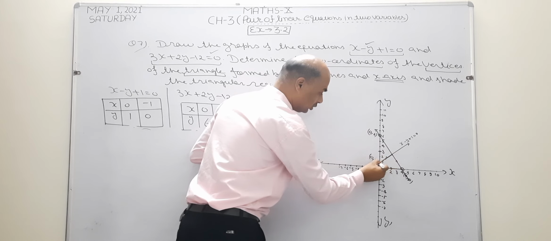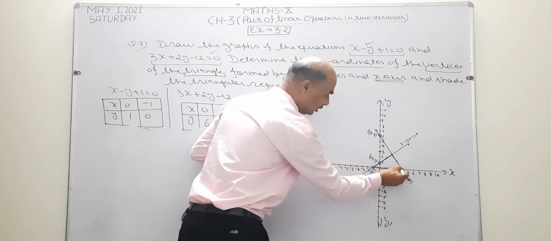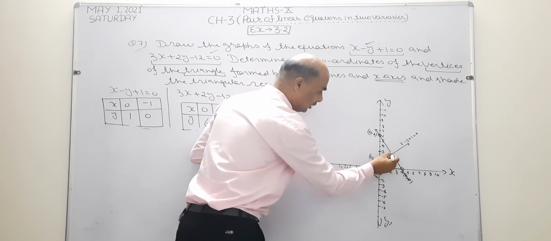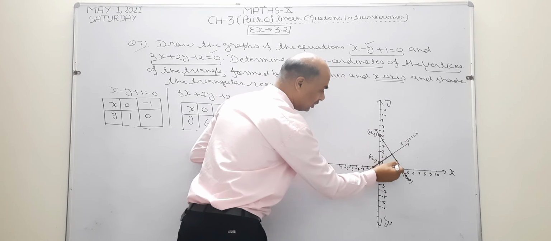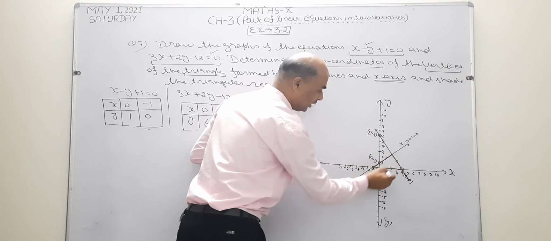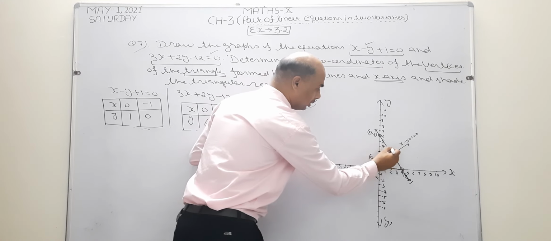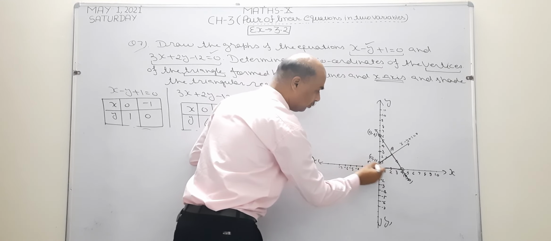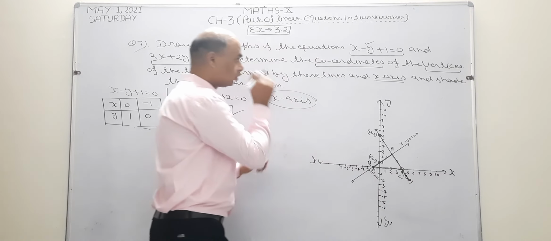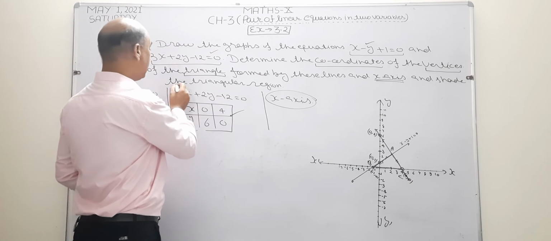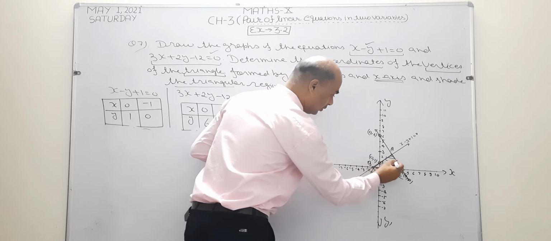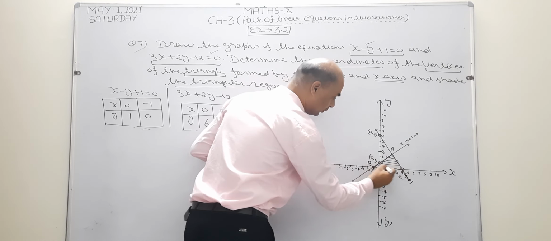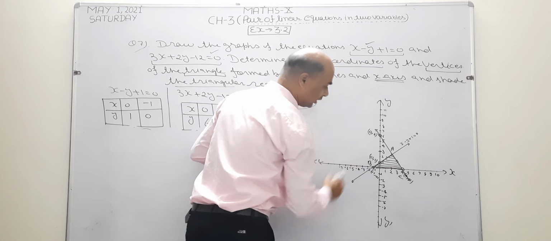When I join these three lines, then this area is known as a triangle because it has three sides. Any figure having three sides is known as a triangle. I name it A, B and C. In this question, it is given: shade the triangular region. Now I am going to shade the triangular region. See, this is the shaded portion of the triangular region.